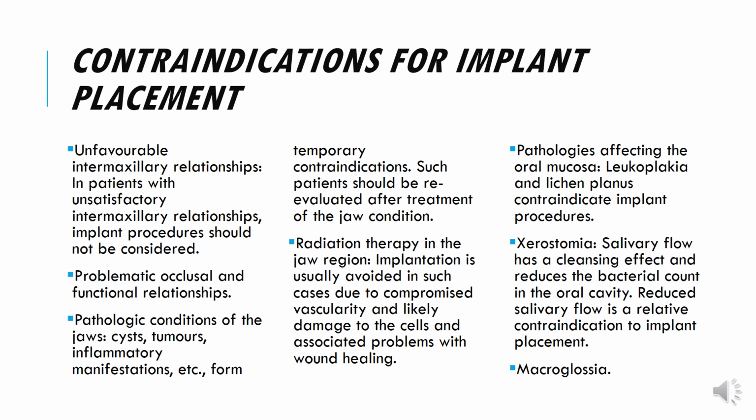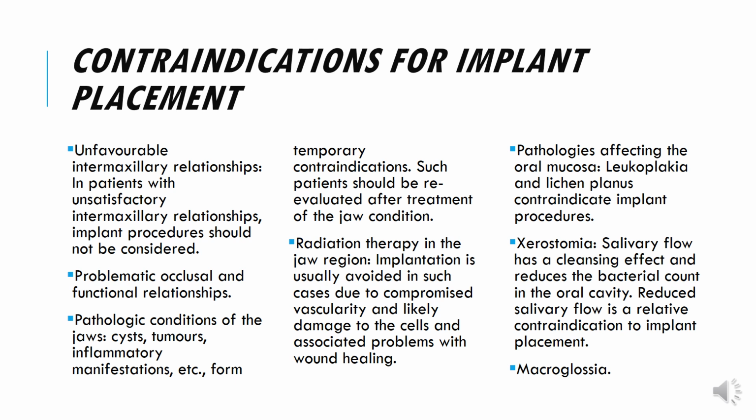Contraindications for implant placement. First one is unfavorable intermaxillary relationships. In patients with unsatisfactory intermaxillary relationships, implant procedure should not be considered. Problematic occlusal and functional relationships. Pathological conditions of the jaw such as cysts, tumors, inflammatory manifestations, etc. form temporary contraindications. Such patients should be re-evaluated after treatment of the jaw condition.